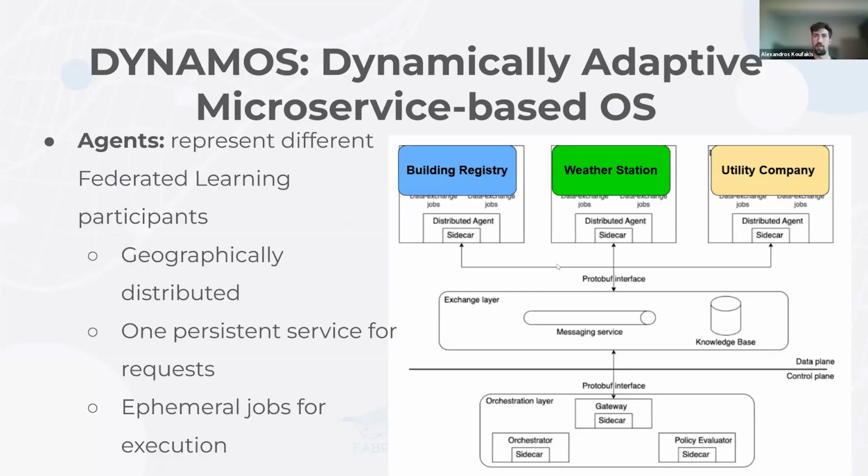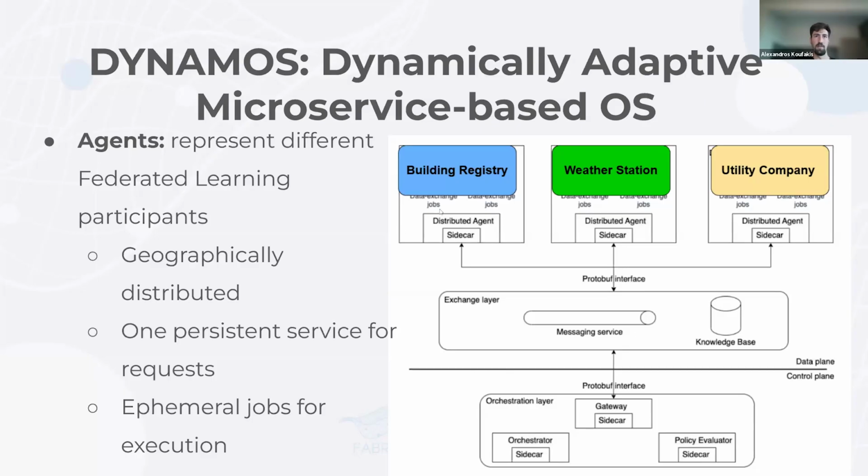And then we go to the top part of the figure, which is the agents, which actually execute what is required by them. For example, for the first use case, one agent is the building registry, the second is the weather station, and the third is the utility company. Each agent can be geographically distributed, so there's no limitation in that.